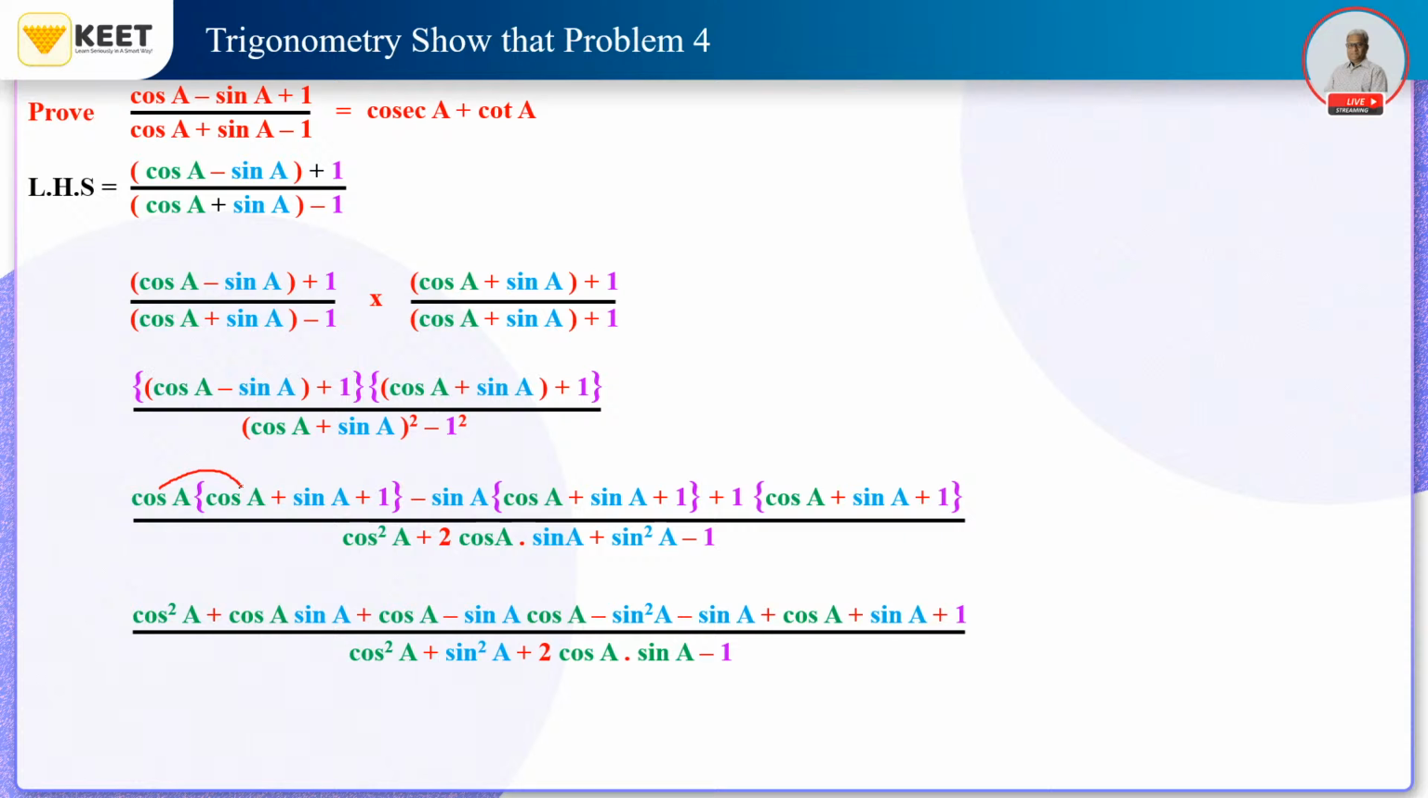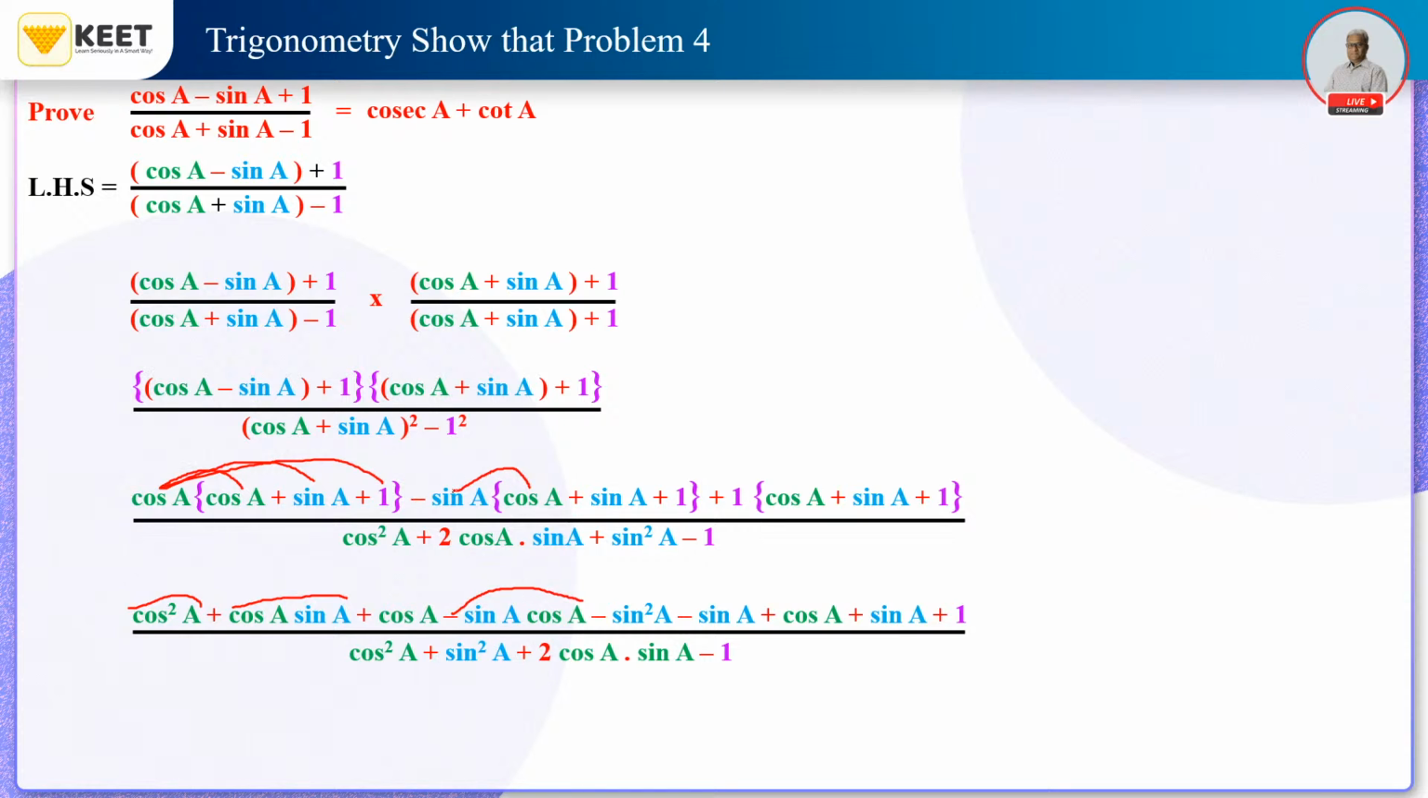Cos A into cos A will become cos square A. Then cos A into sin A will become cos A sin A, second multiplication. And cos A into 1 will become plus cos A. Now the next multiplication, minus sin A into cos A will become minus sin A cos A. So you have to focus on this sign.